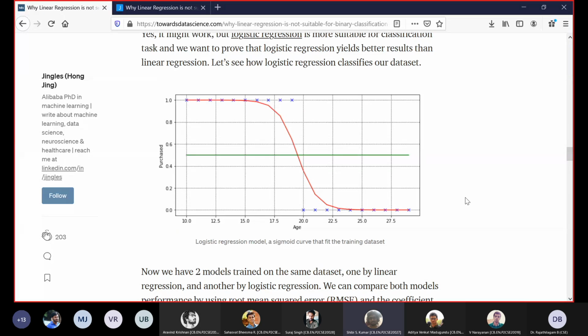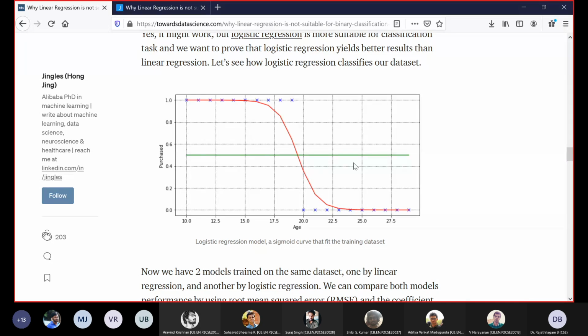Yes, ma'am. Now you can use regression and then slightly modify the model in such a way that you can do classification. Such a model is called a logistic regression model.